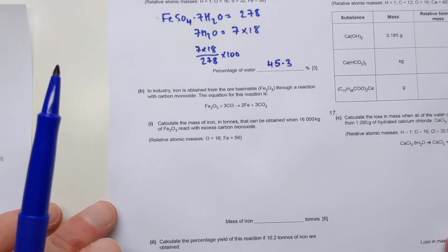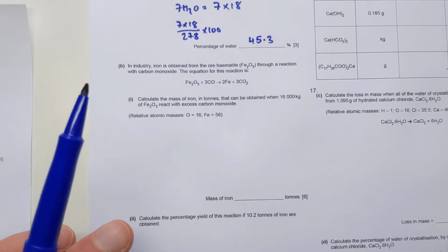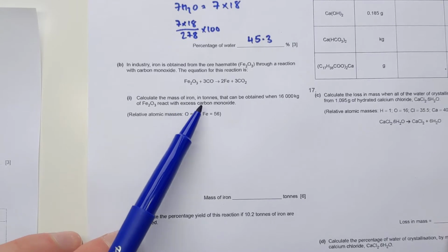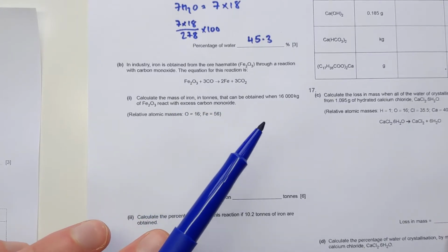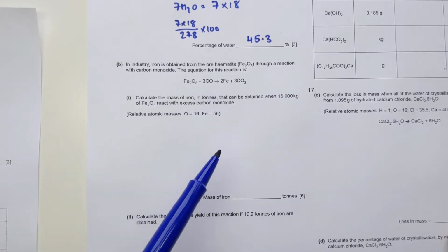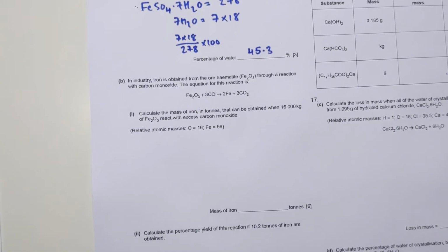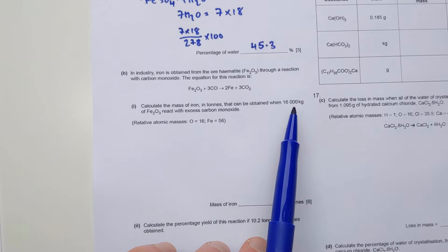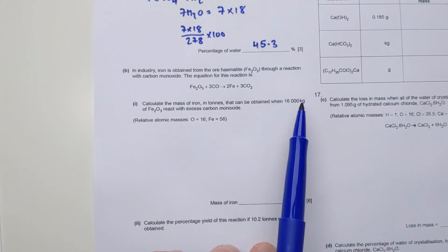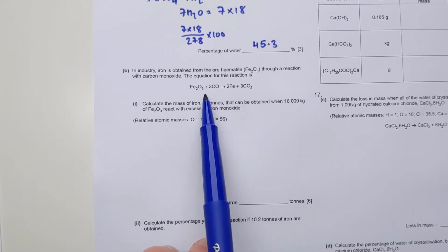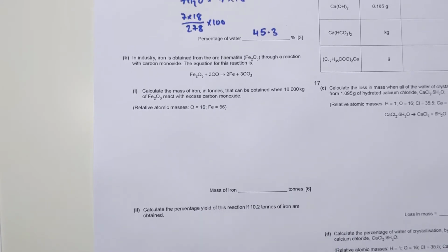Part B, we're actually going back to reacting mass questions here, something from the start of the booklet. It gives you an equation and wants you to calculate the mass of iron in tonnes that can be obtained from 16,000 kilograms of Fe2O3 reacting with excess carbon monoxide. They're making this tricky for you just because they're giving you a huge mass of it, but that doesn't necessarily change the calculation. We could lay this out by table method, but I've not got a huge amount of room, so I'm going to do it without the table method, just with moles and ratios.